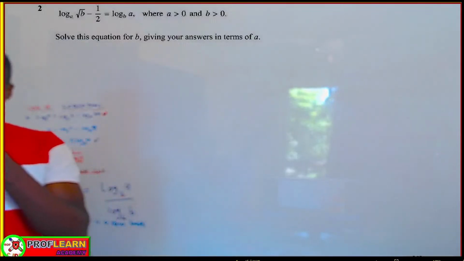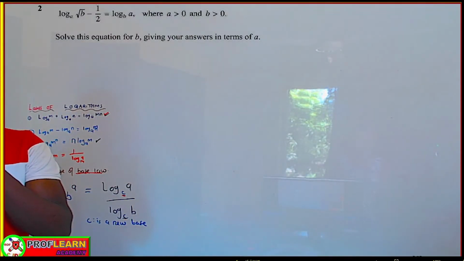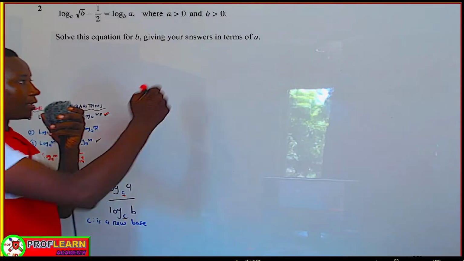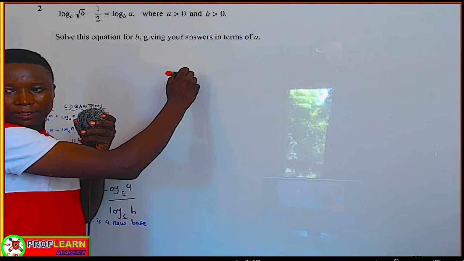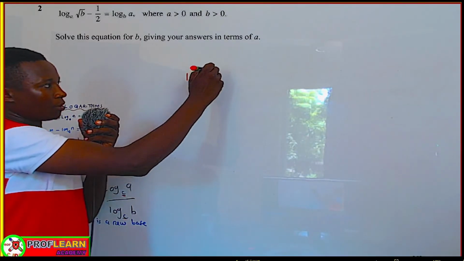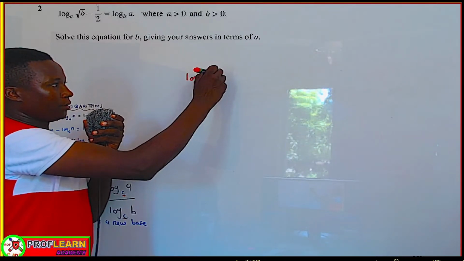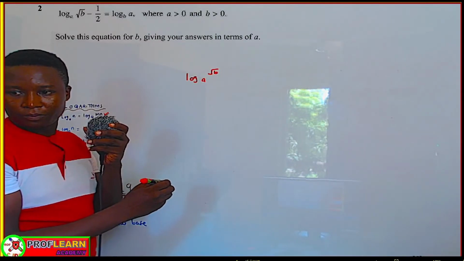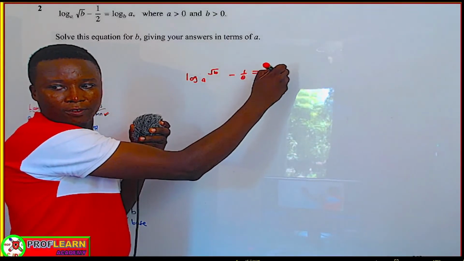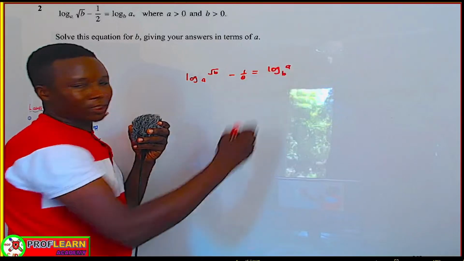In this next question, we are given log of root b base a minus a half equals log of a base b. If we look at this question keenly, we realize that it's having different bases. So we can write this as log of root b base a minus a half equals log of a base b.